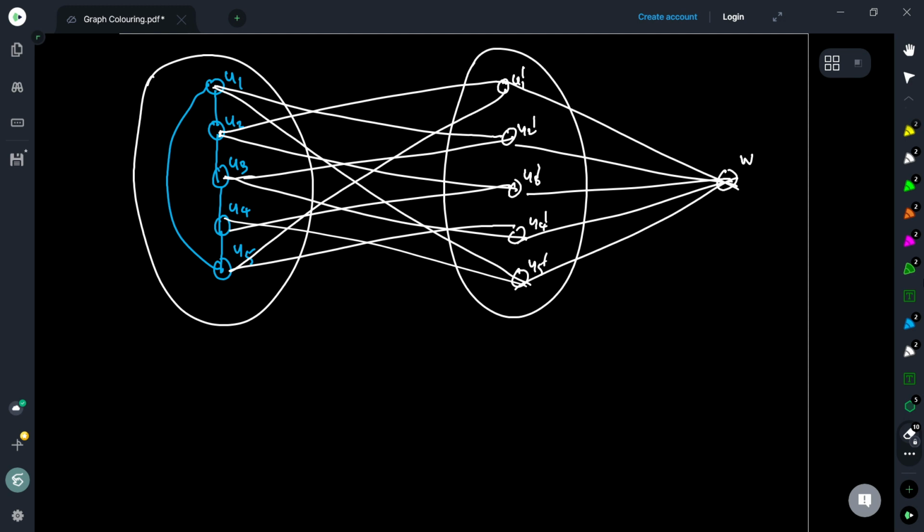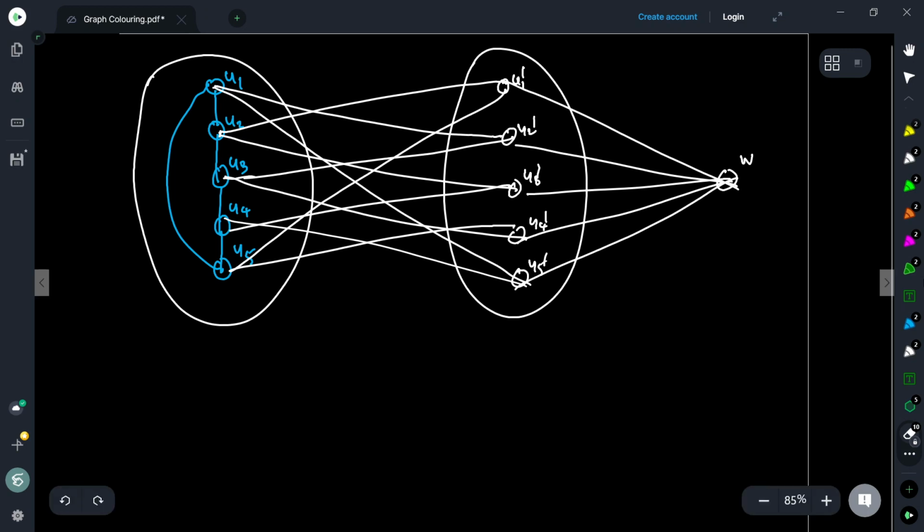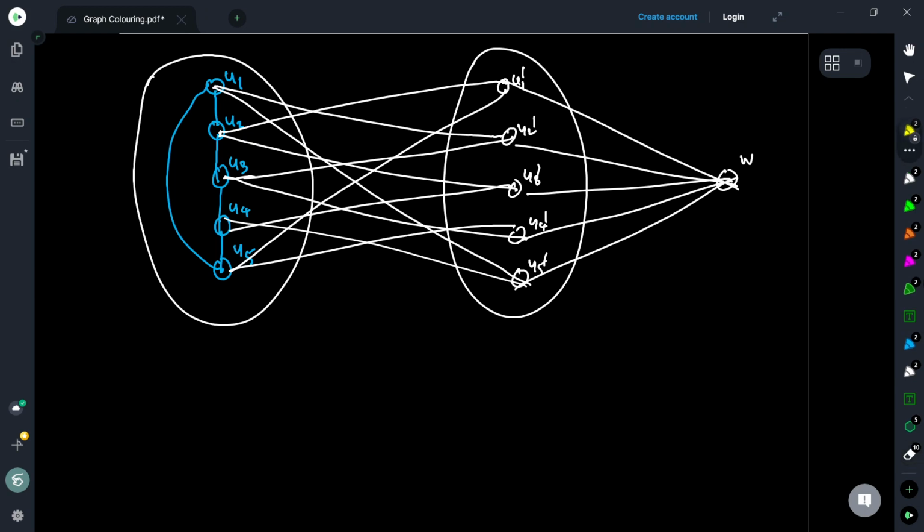So you have, let's say, this graph, which is the cycle that we started with: 1, 2, 3, 4, 5 vertices. A 5-cycle means that you need 3 colors, so the chromatic number is 3. There is no triangle. Now I'm going to introduce these vertices, let's say U1 dash, U2 dash, etc., U5 dash. What are the neighbors of U1 dash? Precisely the neighbors of U1, which are U2 and U5. So U1 dash is connected to U2 and U5.